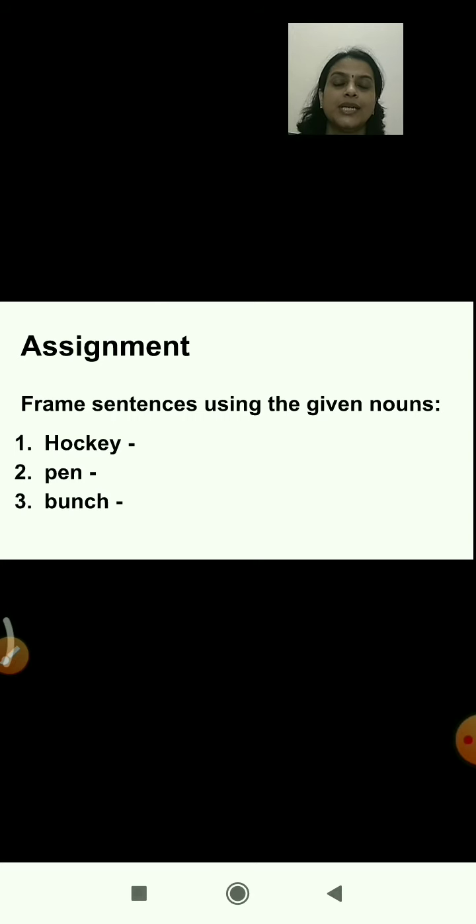Frame sentences using the given nouns. So here you can see three words are given. Okay? So you have to frame a sentence. You have to use this word in your sentence. Okay? So the first word is hockey. Which type of noun is it? Right, it is a proper noun, right? The second one is pen. Again, it is a common noun. And the third one, bunch. What is it? A collective noun. So, I've given you three words. You have to frame sentences. Use these words in your sentences. Okay, so that will be your assignment for today.